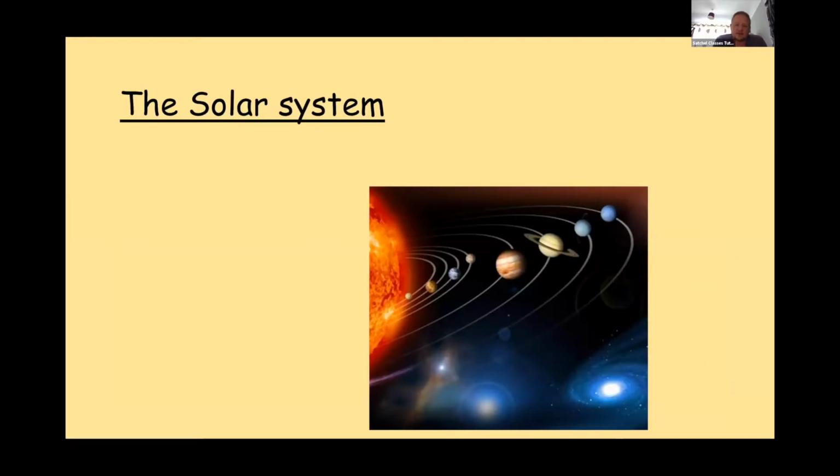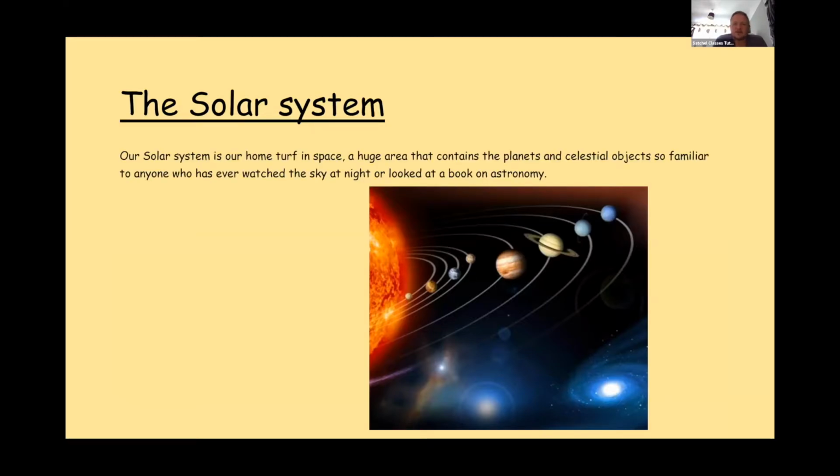This is our picture of the solar system, a classic solar system. It's familiar to most people of any age. It's a huge area of space that contains the planets and celestial objects that are so familiar to anyone who's ever watched the sky at night on BBC or looked at a book on astronomy. Our solar system contains the sun, that's our star, the planets, moons, asteroids, and comets, where asteroids are pieces of space rock that are floating around in orbit around the sun, and comets are sort of dirty ice balls that fly in and out of our solar system, but are pretty much held in place by gravity.